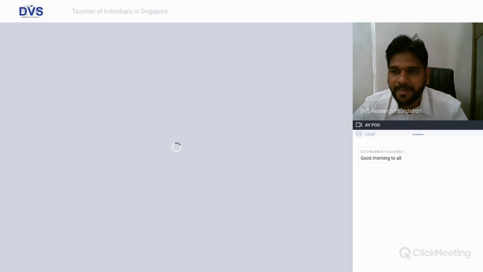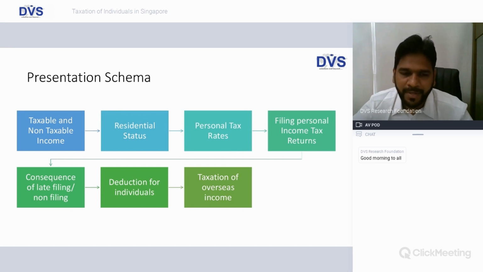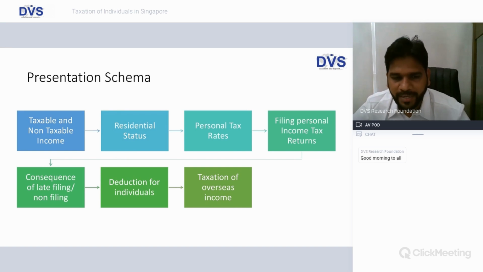So our presentation schema for the day, we'll be looking at what are taxable and non-taxable income, residential status, that becomes the most important priority for understanding whether an individual is a resident or a non-resident in Singapore, because the taxation calculation varies depending on the residential status. Of course, the tax rates, filing personal income tax returns, return filing date, and of course, consequences of non-filing. Certain deductions we'll be discussing today, but as I said, we'll be having a separate session for all the deductions for individuals and companies in two different sessions, much more in detail. And last but not the least, taxation of overseas income.